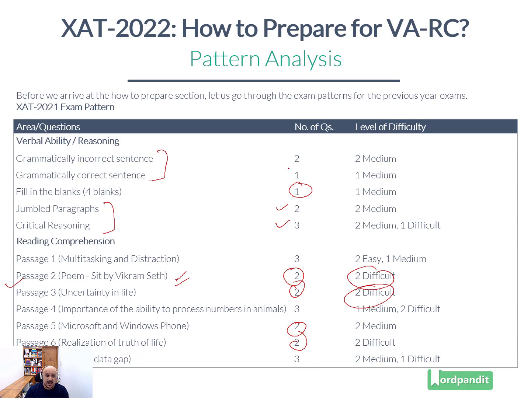So if we look at it, grammar and vocabulary just featured a total of 4 questions, 5 reasoning questions, and the remaining were RC questions. So that's the breakup for the previous year.